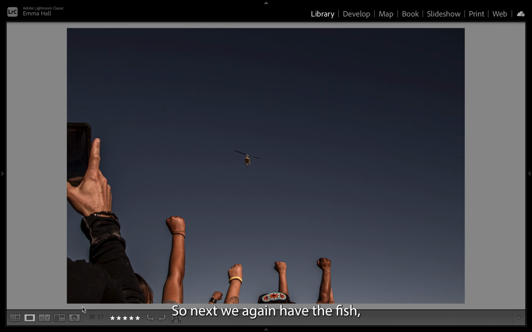So next we again have the fists, the helicopter, this really beautiful negative space, and this guy on his phone, which you could probably crop out if you wanted to. But for me, I actually really liked this photo. I know it's not everyone's cup of tea, but I really do like playing with this negative space, the dark sky, the helicopter. I think the light is really beautiful on each of their skins. I like that it's all varying colors and they all have their fists in the air. I think it's just one of those quiet photos that speaks volumes. So I do like this photo.